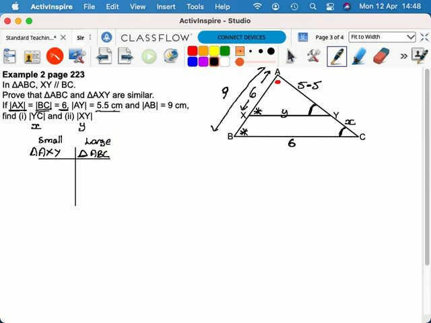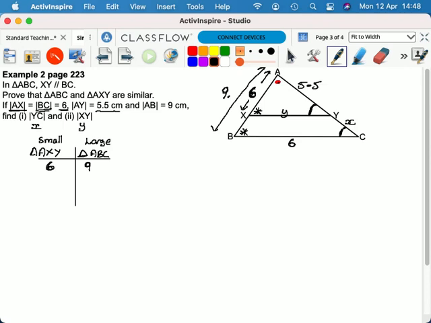Now, I'm going to pick a length off the small triangle, and I'm going to pick 6. What does that correspond to? Well, on the small triangle, it's red dot to snowflake. So red dot to snowflake on the large triangle corresponds to the number 9. So therefore, I've got 9.